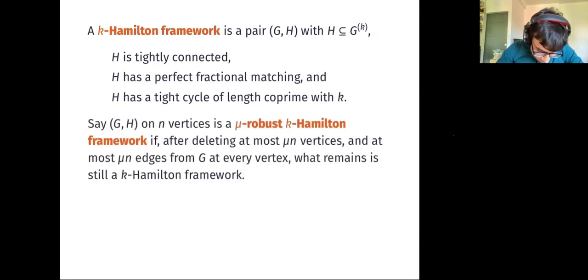And as before, maybe we don't only want these conditions, but we want these conditions to be robust. So I will say this framework is a robust framework if I am allowed to delete μn vertices from G, and I am allowed to delete edges from G as well. And after you do these deletions, what remains is still a K Hamilton framework. So in these deletions, you delete vertices and edges from G, and you should also be deleting cliques from H, and you will delete an edge if you have deleted one vertex or one of its edges, right? But if after every deletion you are still a Hamilton framework, we will say that you are a μ-robust Hamilton framework.